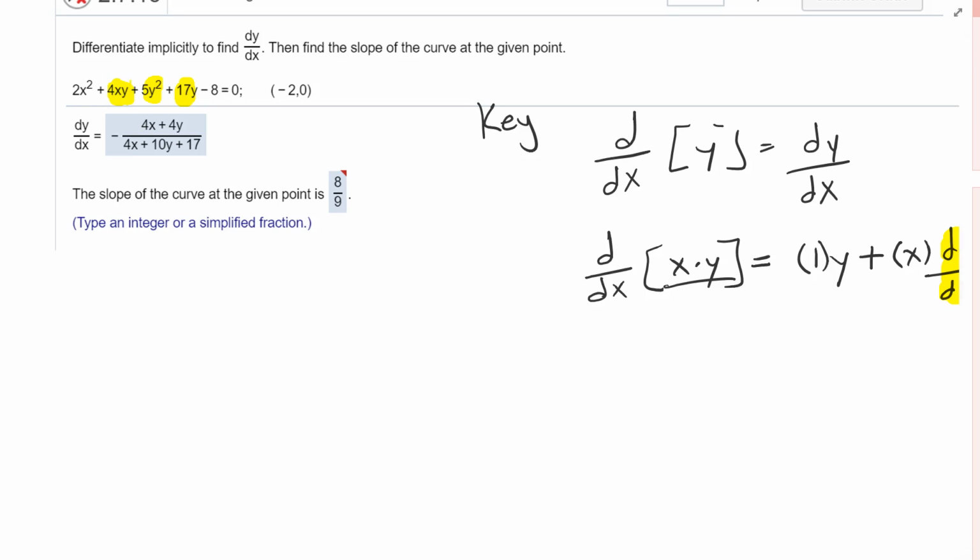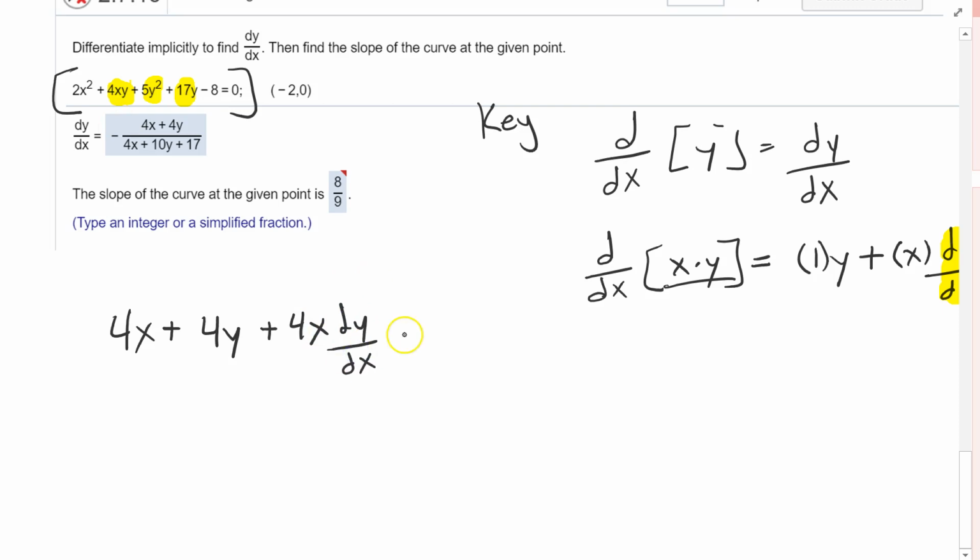So going through and doing implicit differentiation here, the first term just has an x in it. That's going to just be 4x. Pretty straightforward. The second term has an x and a y, so we're going to have to use the product rule. So we have 4, the derivative of x is 1, hold y, plus 4x, because we're holding the first function, and then the derivative of y would be dy over dx.